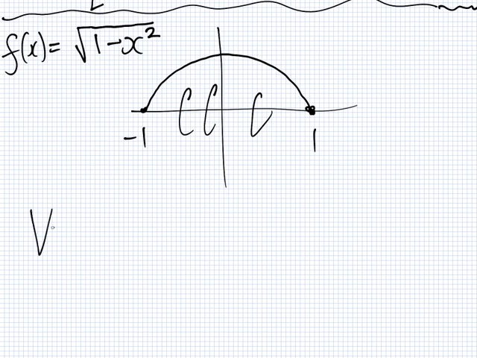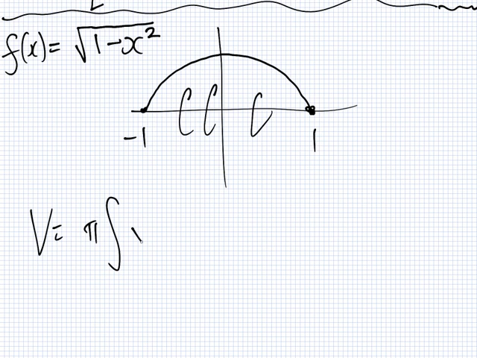So the volume is pi integrate. So what's the radius of this sphere, by the way? 1. So from physics, what's the volume of a sphere? 4 over 3 pi r cubed. Yeah, but it doesn't matter because the r is 1. So what's the volume of a unit sphere? 4 over 3 pi. Yeah. So this is the answer we should get.